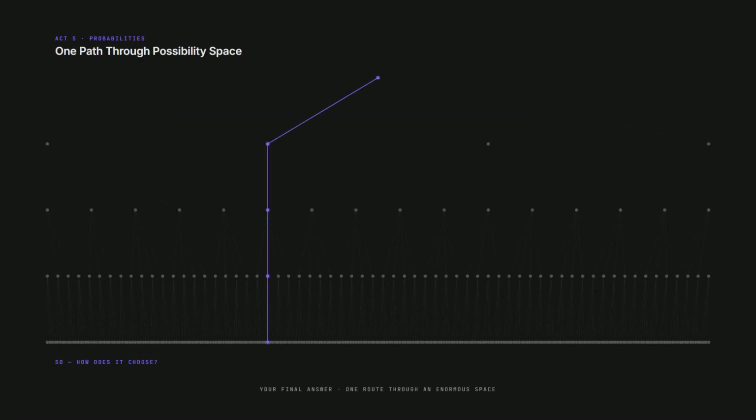This is the core reality of LLM generation. The model doesn't decide what to say. It produces a probability distribution over all possible next tokens. Your final response is just one path through an enormous space of possibilities. Now, how do we choose?